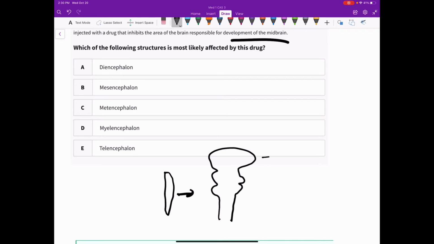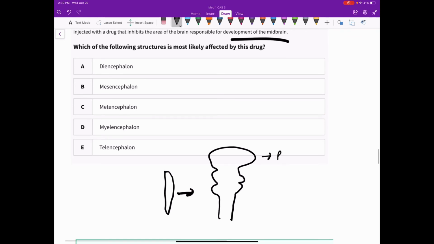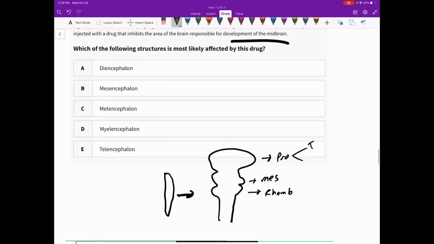Then we had the top region, which was known as the prosencephalon. Middle was the mesencephalon, and bottom was the rhombencephalon. Then this deviated into two different regions, the telencephalon and the diencephalon. This deviated into two regions too, the metencephalon and the myelencephalon. And this guy stayed as the mesencephalon. Does this give us our answer?